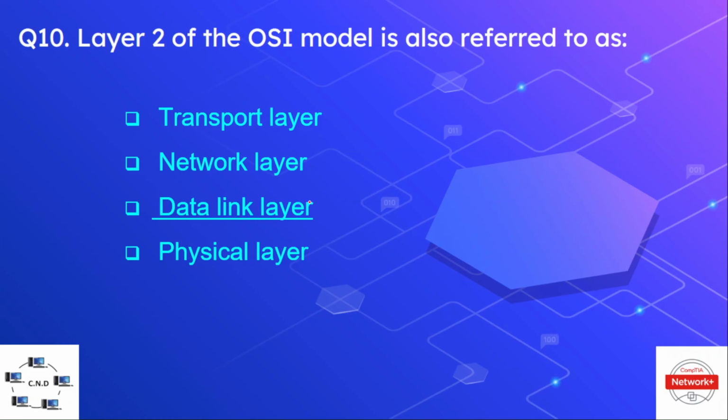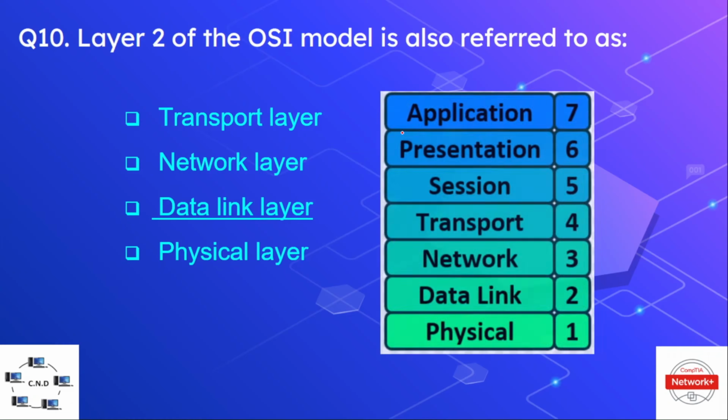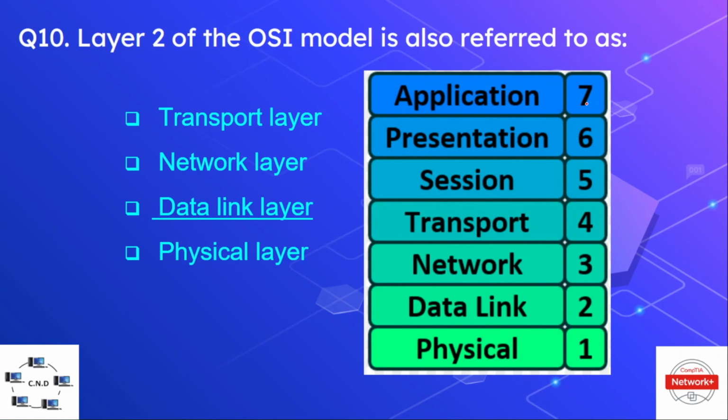And we can remember all the layers and their corresponding numbers using the visual that is this one. So the data link is basically layer 2. So let's get to the next question.